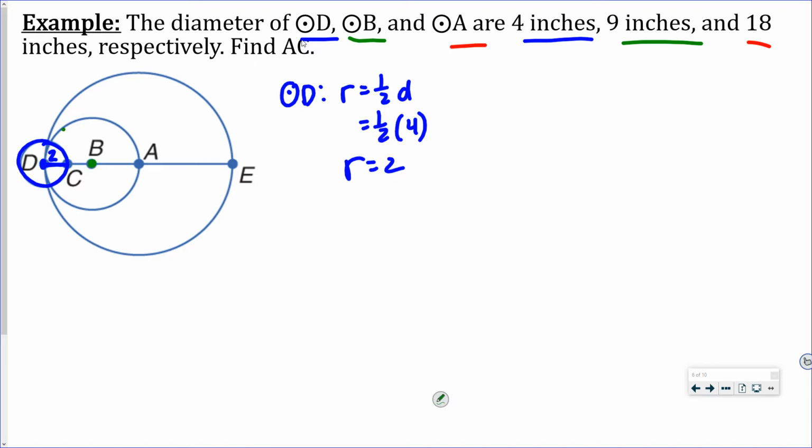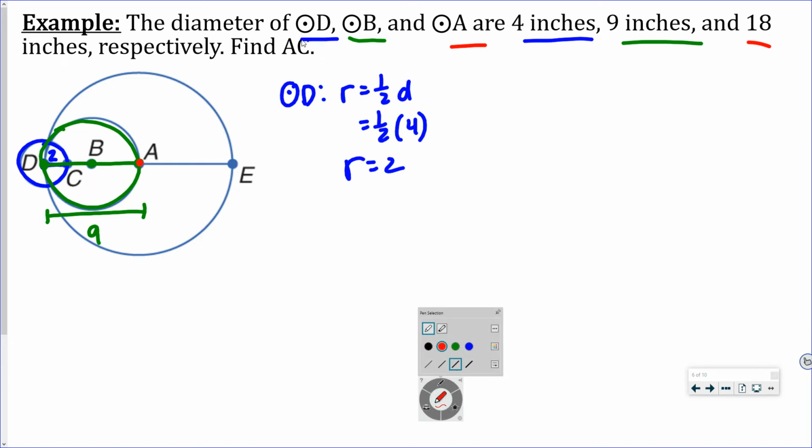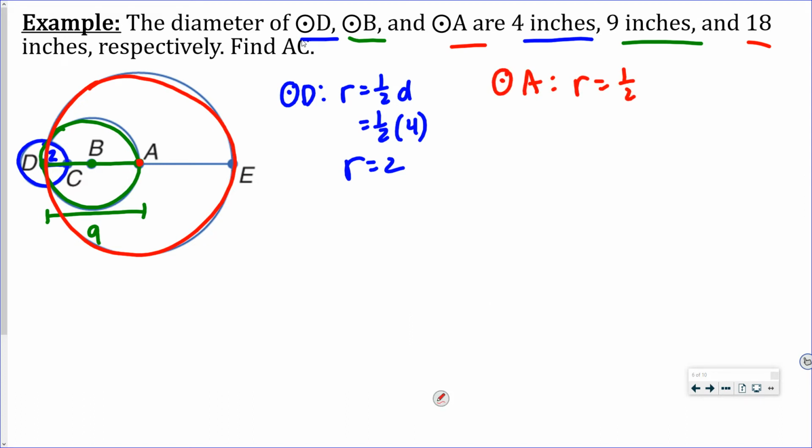Circle B, they tell us our diameter is 9. So this distance right here is 9. You could split it up if you want to figure out the radius, but that's what we know. Which makes sense because they tell us circle A, a lot going on here, circle A has a diameter of 18. Meaning the radius is what? 9. And that matches my drawing, right?